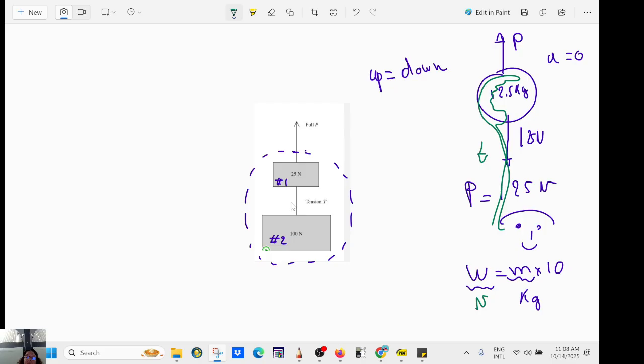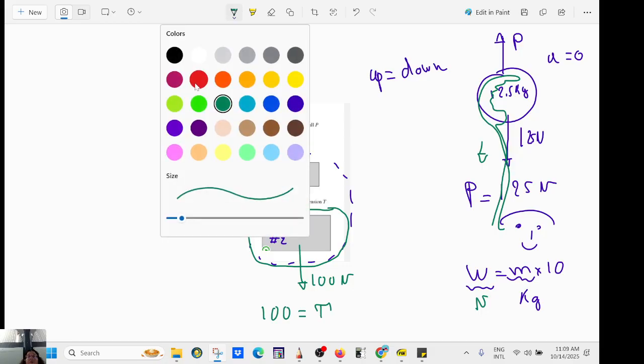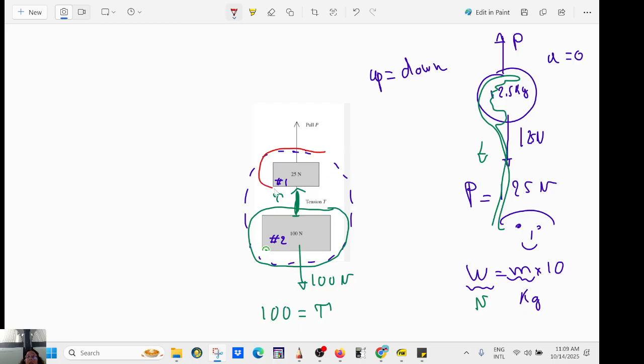Okay, and then you have two systems. Let's say I'm focusing on system 2. System 2 is going to be in equilibrium between the tension, which is an external force, and then Mother Earth, 100 Newton pulling. So if I focus on number 2, you're going to have 100 down equals the tension up. Agree? So in physics, you have to decide what it is that you are looking at.